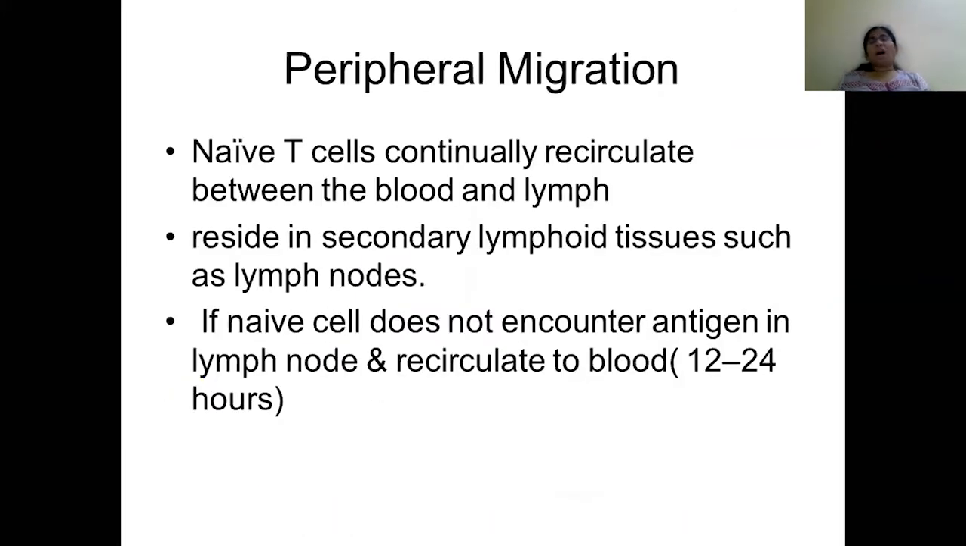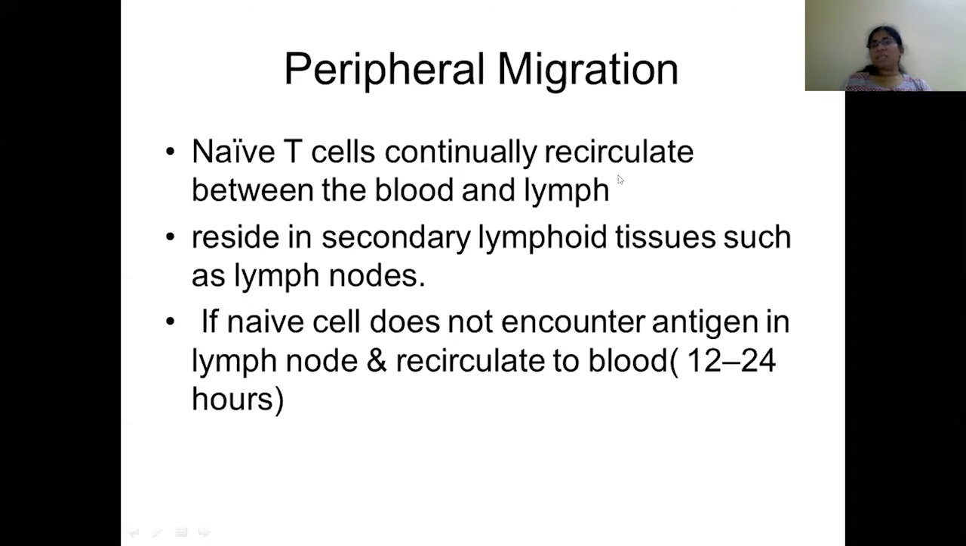All right, so after the T cell has egressed from the thymus, it is a mature T cell. It is a mature T cell, but it is still a naive T cell, and it will not be doing its function of interacting with antigens and producing an immune response. So it actually has to encounter an antigen and get activated in the periphery to be able to act as an active T cell. So now we'll discuss the peripheral migration.